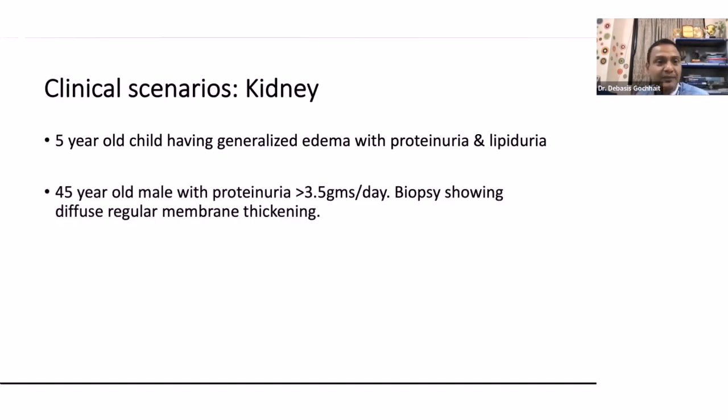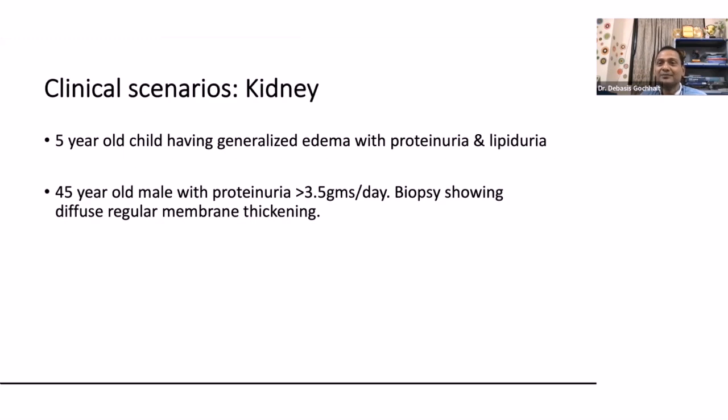Okay. Then comes a 45-year-old male with proteinuria more than 3.5 grams per day. Remember, active sediments are not told. That means it is only proteinuria. Now, this patient is having proteinuria significantly more than 3.5. So he falls into which category? Nephrotic or nephritic? He falls into nephrotic syndrome. And then there is a biopsy which shows diffuse regular membrane thickening. So what is the patient likely to be suffering? Now the questions can be different. See, the same scenario, if it is an MCQ based question, I can frame it anyway.